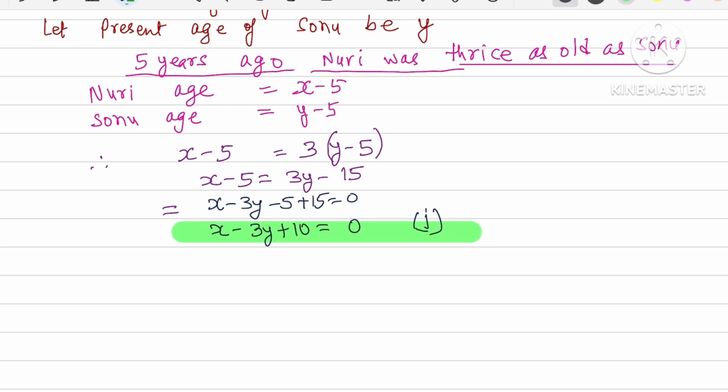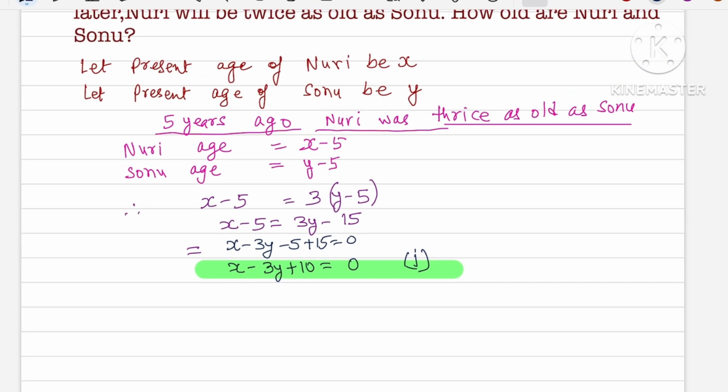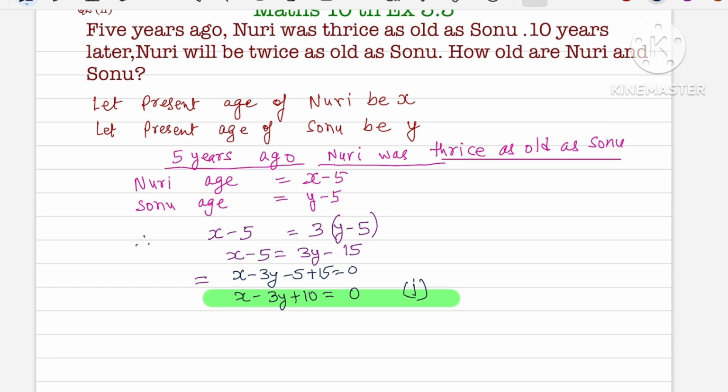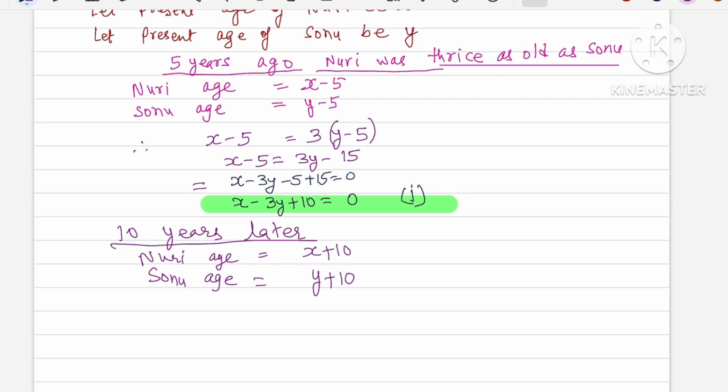Now there is the second statement. This is the first equation. The second statement says 10 years later, Nuri will be twice as old as Sonu. So after 10 years, the age of Nuri would be X plus 10, because right now her age is X. Age of Sonu is Y plus 10 after 10 years, because present age is Y.